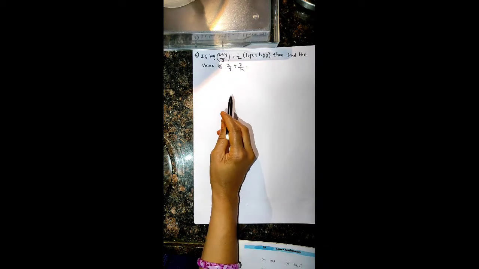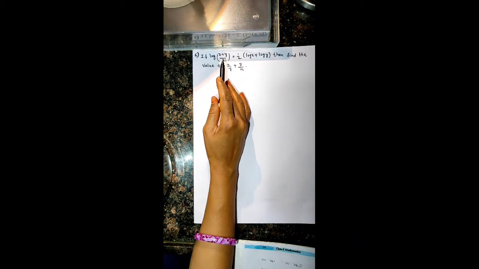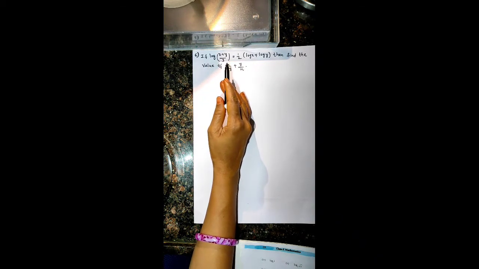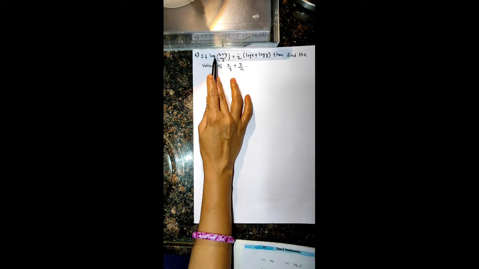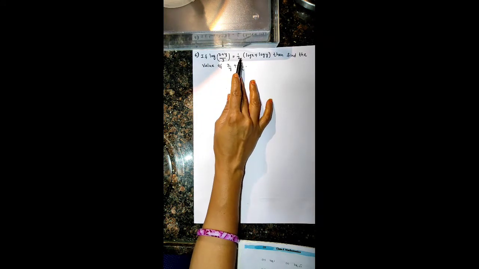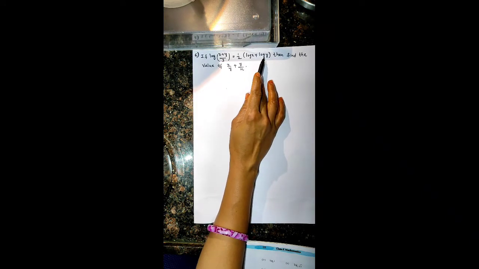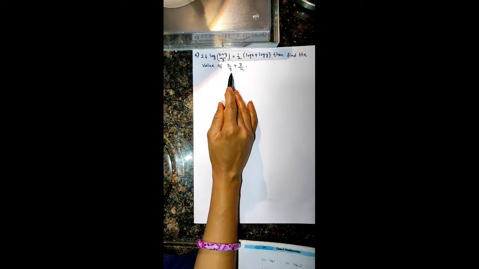Next, sixth problem. This also I explained on the board, but some of you have doubt. That's why again I am explaining you. See here, if log of (x plus y) by 3 equals 1 by 2 (log x plus log y), then find the value of x by y plus y by x.